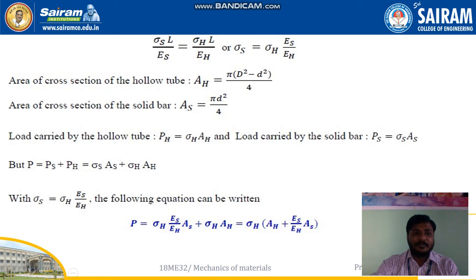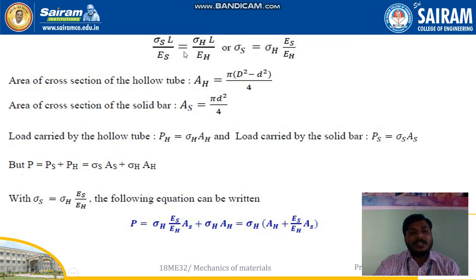Now we use the cross-sectional area, because we have two different bars. Earlier we used to have one rectangular or circular cross section of only one material, and we only had to find the area of that. But in this case we have one solid bar and one hollow tube. Each will have a different cross-sectional area, so we need to find the cross-sectional area for both the hollow tube and the solid bar.